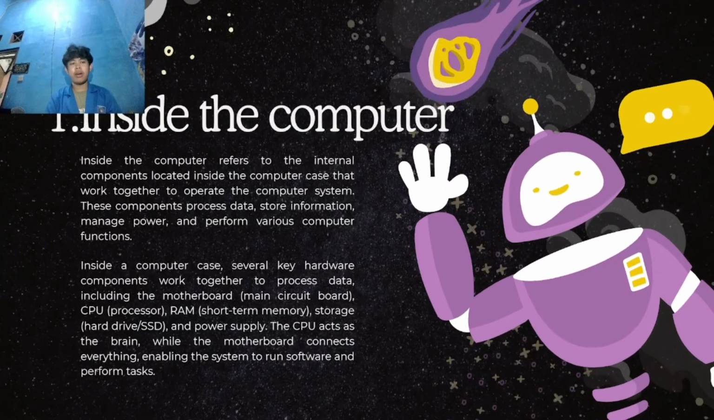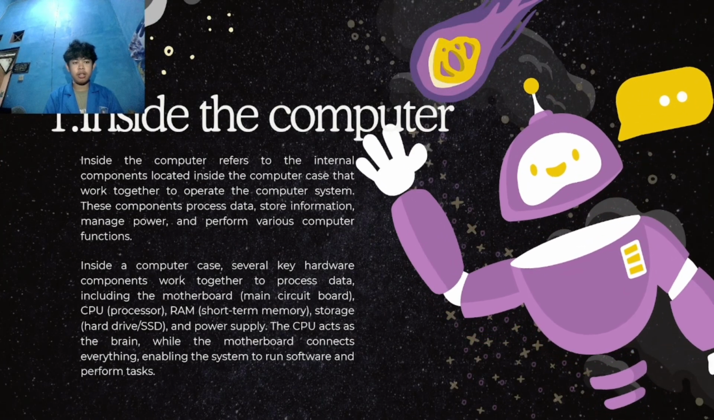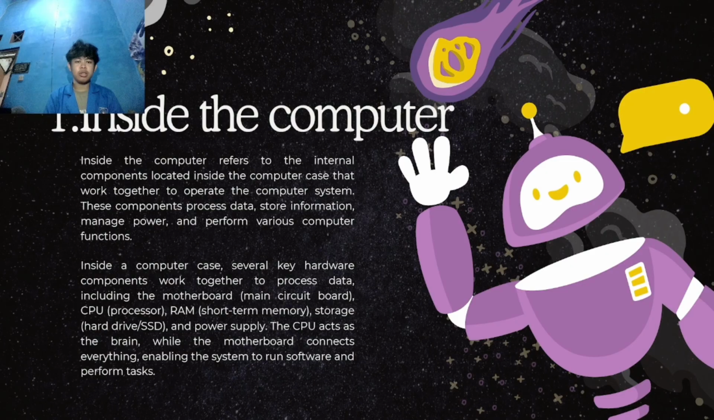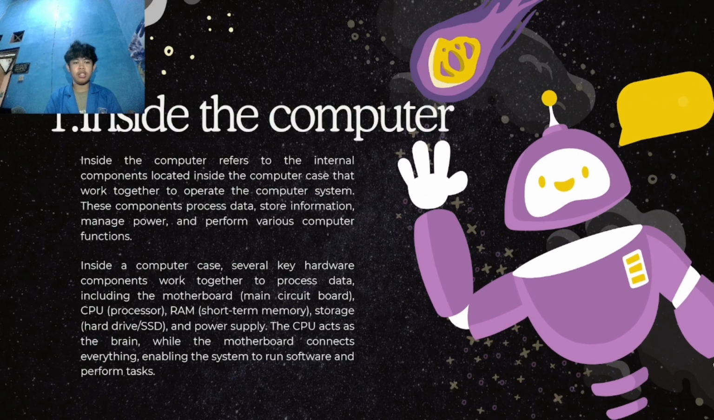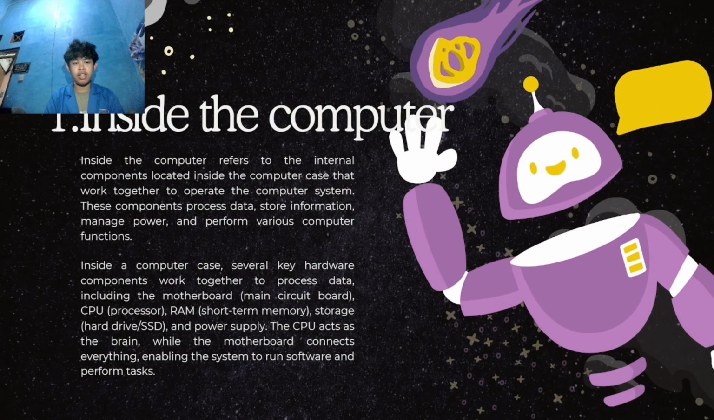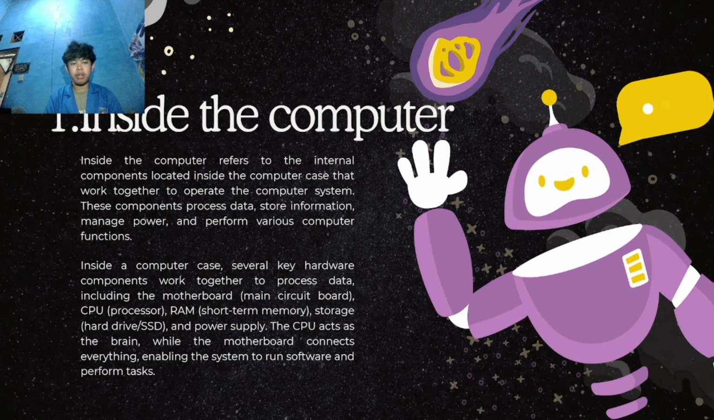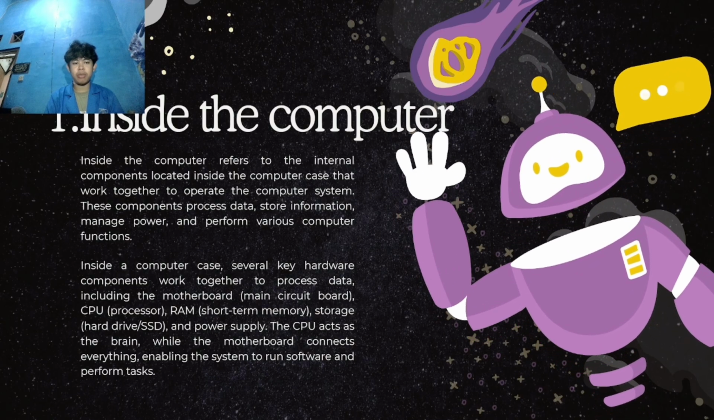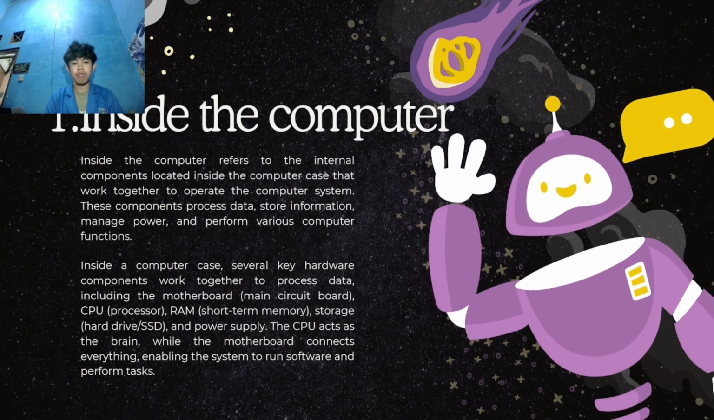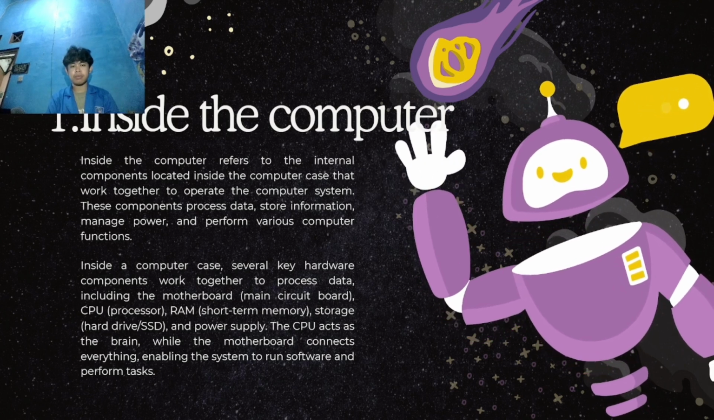Okay, number one is inside the computer. Inside the computer refers to the internal components located inside the computer case that work together to operate the computer system. These components process data, store information, manage power, and perform various computer functions.